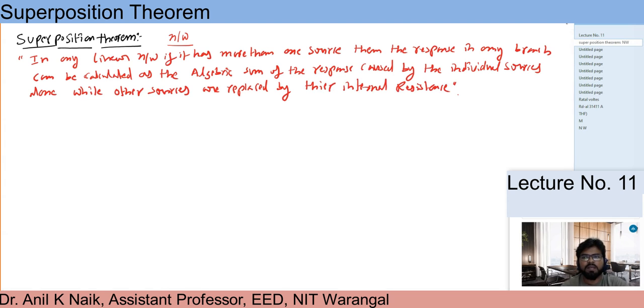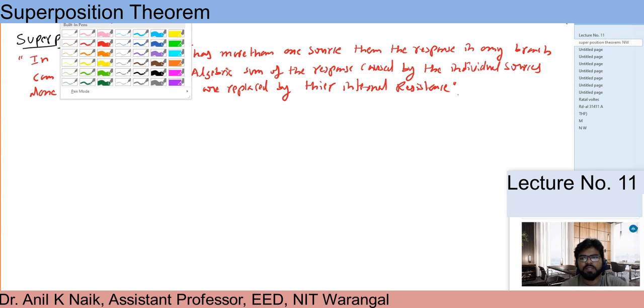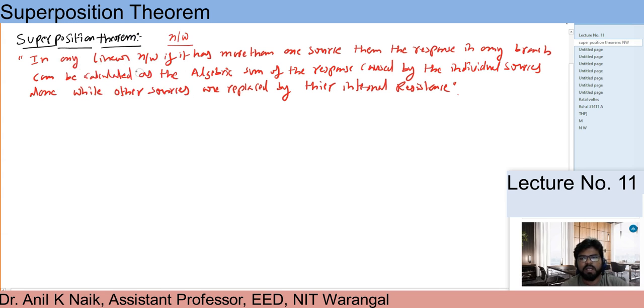So this is the statement we need to understand here. What I'm saying is, in any linear network, if it has more than one source, that sources may be voltage or current sources, then the response in any branch can be calculated. It may be a voltage or a current through the branch. The response can be calculated as the algebraic sum of the responses caused by the individual sources while the other sources are replaced by their internal resistance.